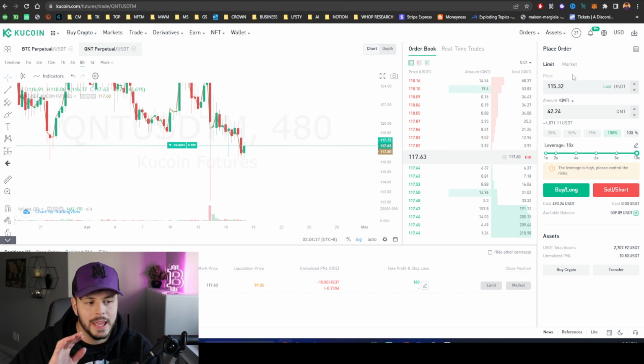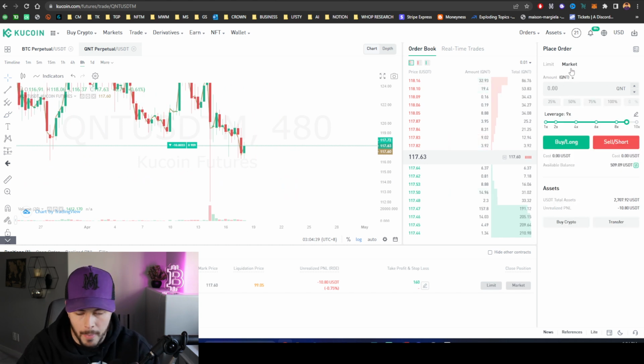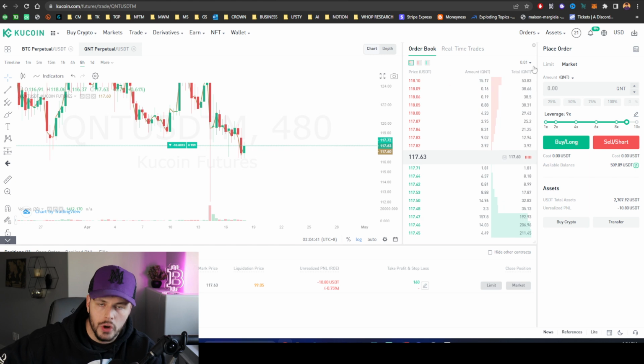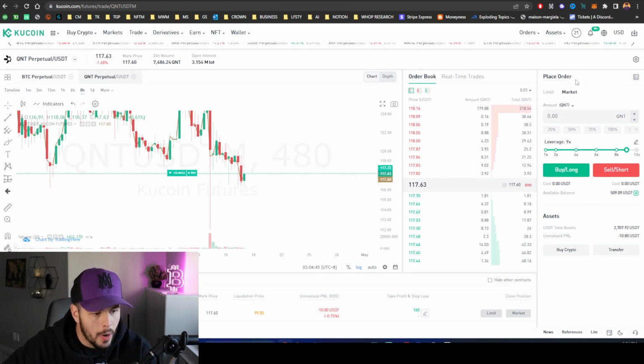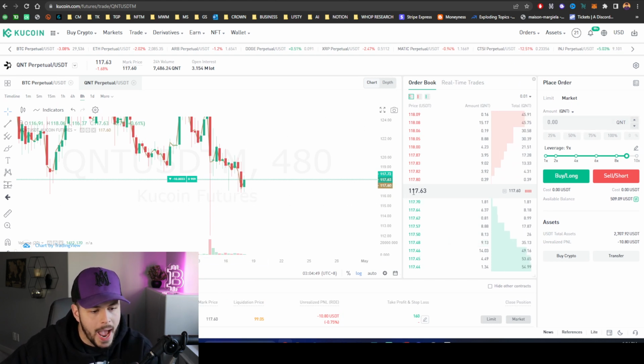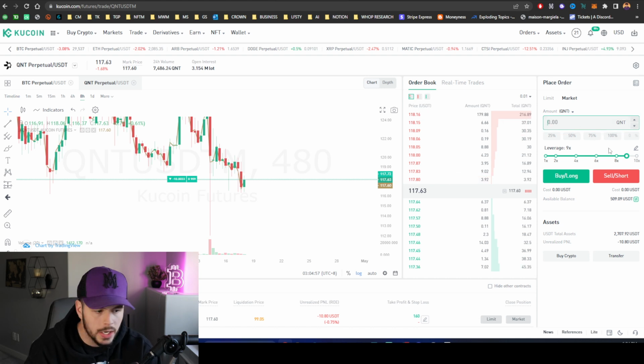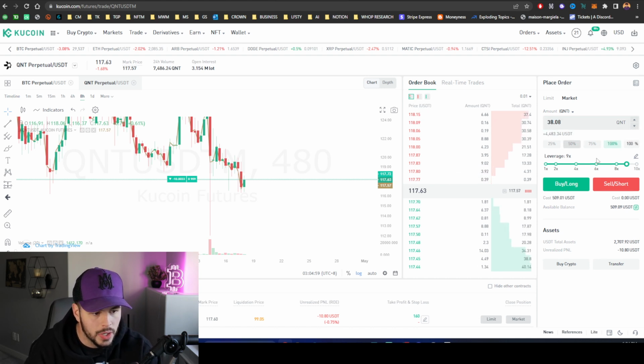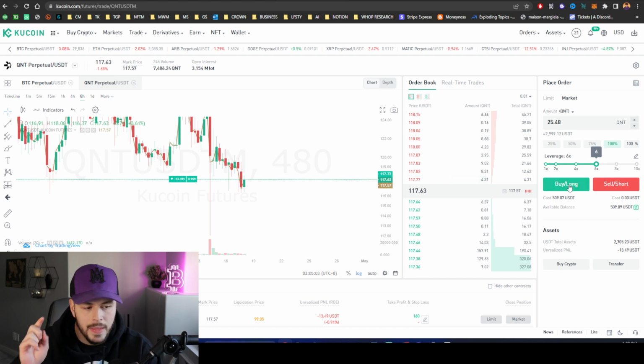So let's explain the market trade first, and then we're going to get into the stop loss and the take profit. Okay. So here's your market. Market basically means that you're just willing to buy at the exact price it's at right now. So if you want to put in a market long on Quant, you would come over here, type your position, how much you want to do, and then your leverage, right? Let's put 6x leverage.